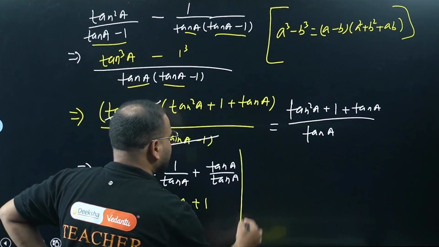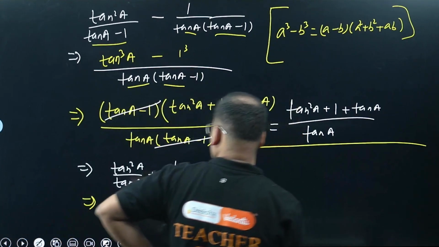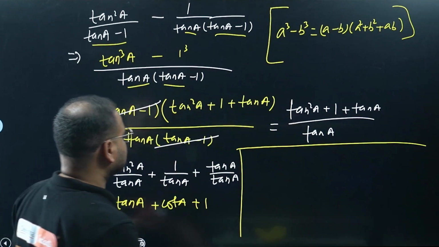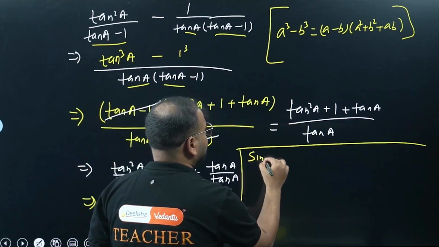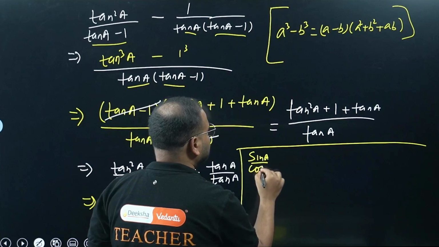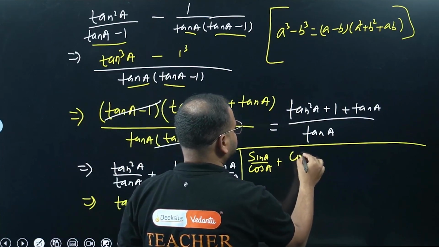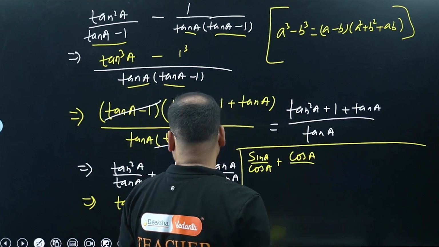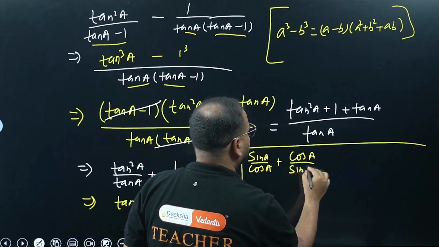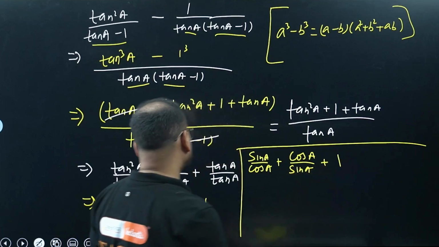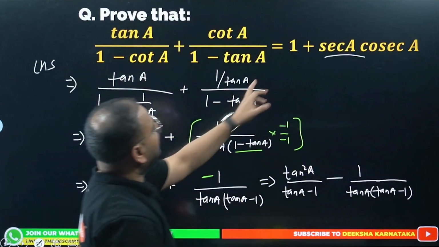Let's do it over here. Tan a will be written as sin a by cos a. This will be cos a by sin a. No biggie, just simple. Next step is very simple. Just keep 1 as it is, because we have 1. 1 is there, so no problem.